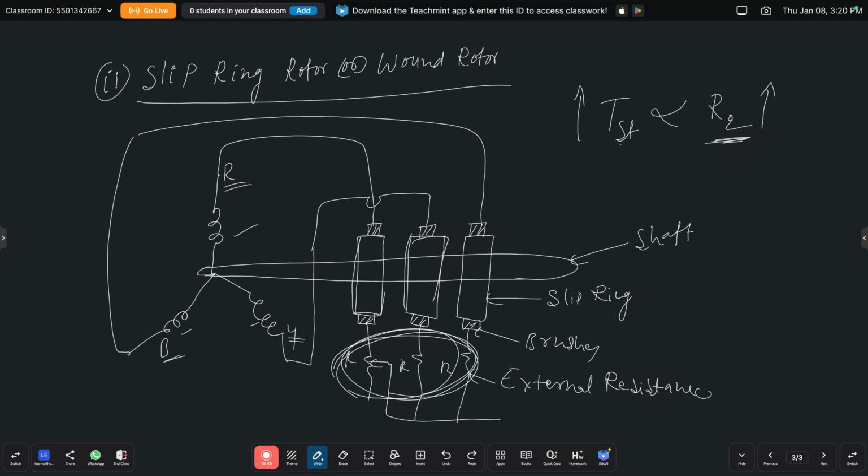Here the slip ring induction motor windings are star connected windings. Carbon brushes rest on these rings and allow the external resistance. These are the carbon brushes. This external resistance is connected to the slip rings through the carbon brushes. Applications of the slip ring induction motors are in elevators, conveyors, traction systems, and where high starting torque is required. Where high starting torque is required, we will prefer the slip ring induction motors.